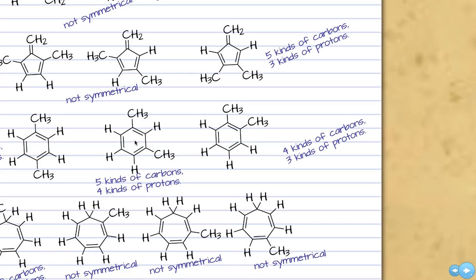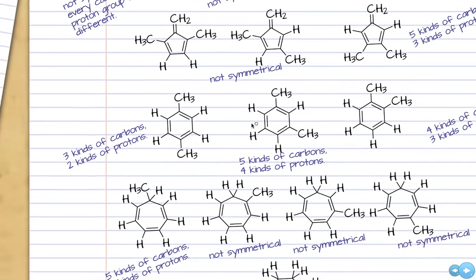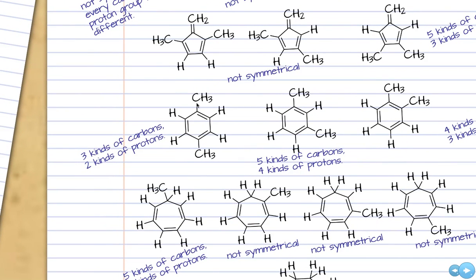Well, let's look at this one. So there I've just spaced the methyl groups one away. And again, that molecule's got a mirror plane right down the middle of it. But again, four kinds of protons, and this one's got five kinds of carbons because that carbon and that carbon are different. So there's 1, 2, 3, 4, 5 carbons in this molecule, five different kinds of carbons in this molecule. All right, let's look at this one. This one's got a mirror plane that passes through the methyl groups.